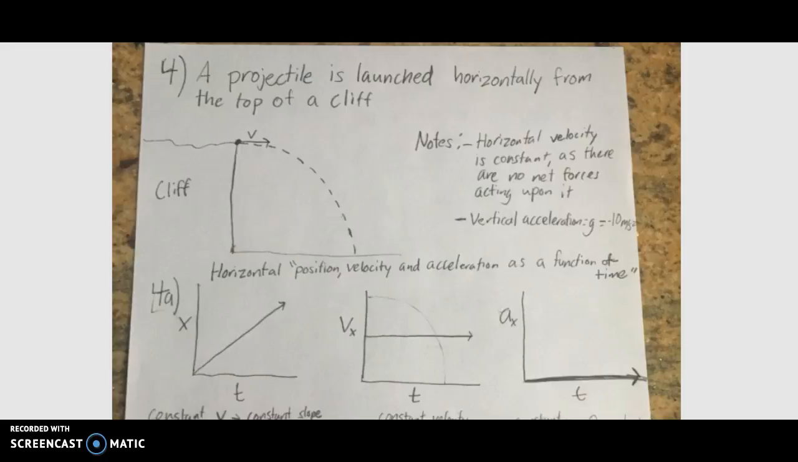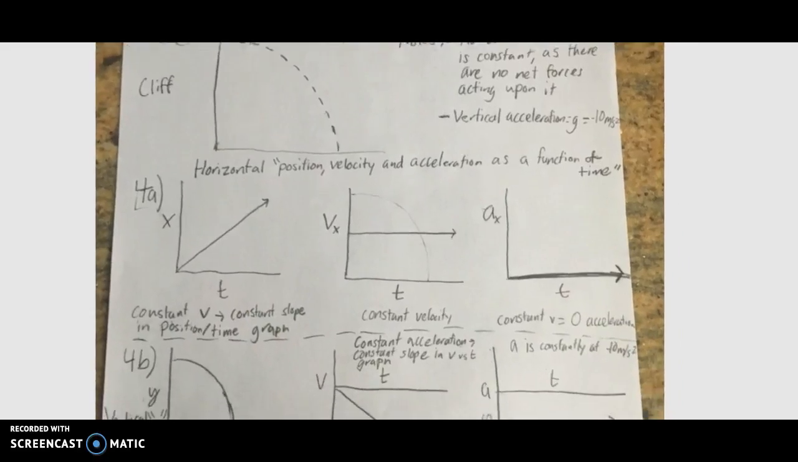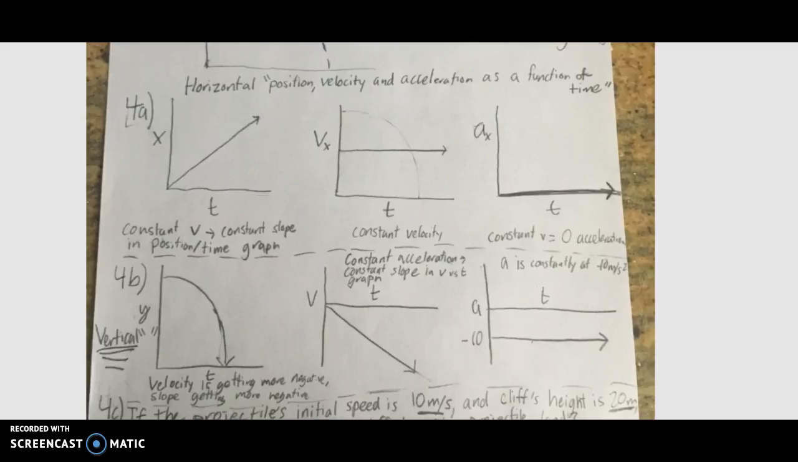Now looking at each thing, we see that the vertical acceleration is also going to equal g because, again, other than gravity, there is nothing else acting upon the object. We're not looking at air resistance. So gravity equals 10 meters per second squared. So in the vertical direction, the acceleration is going to be 10 meters per second squared, and in the horizontal direction, there is going to be zero acceleration.